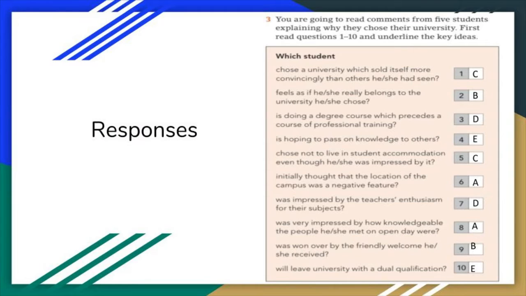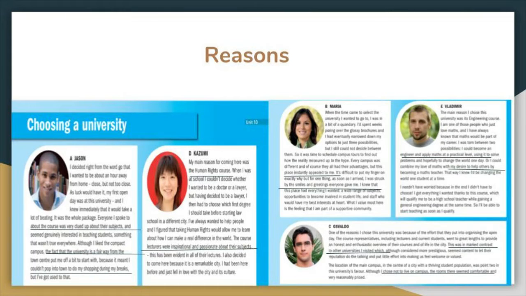So yes, now these are the responses. Number 1 is C, number 2 is B, number 3 is D, number 4 is E, number 5 is C, number 6 is A, number 7 is D, number 8 is A, number 9 is B, and number 10 is E. Now, in the next slide are the reasons why these are the correct answers.